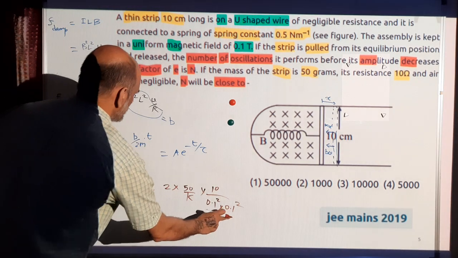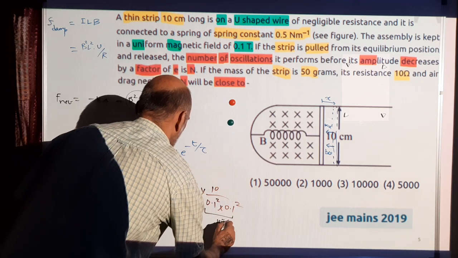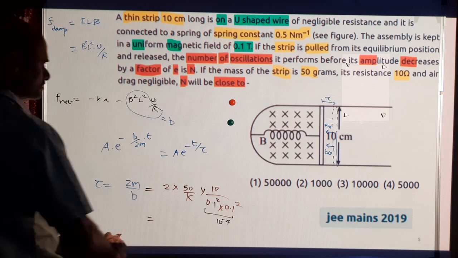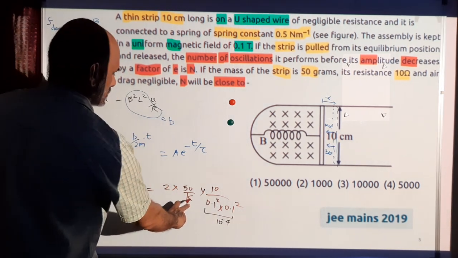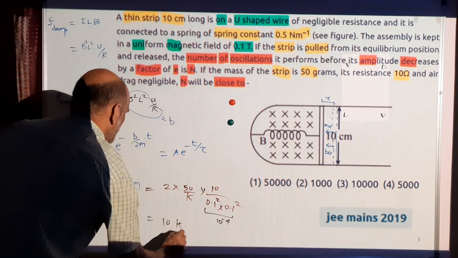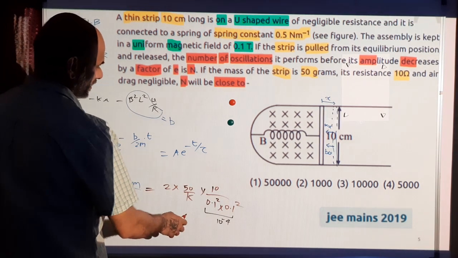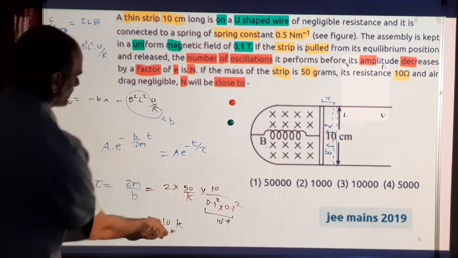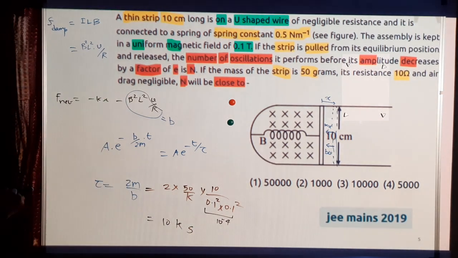So this is 10 raised to minus 4. This is 1000. So 10 raised to minus 1. So if it goes up, it becomes 10k. 2 into 5 is 10. And then I have 100 here. And then this 1000 is there. So it will become 10. So time constant is 10k seconds.